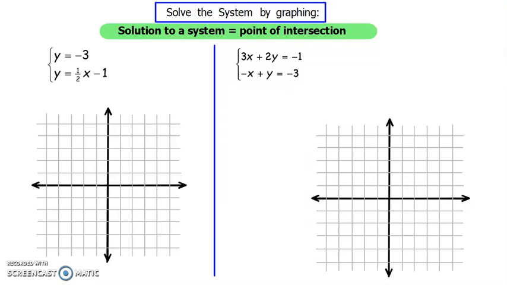Alright, this video is to provide you with an overview of what solving a system of equations is. The first and foremost way we learn to solve a system is by graphing. This video assumes that we've learned slope-intercept form and we know how to graph the equations of lines. So over here at the left we have two different equations, y equals -3 and y equals 1/2 x minus 1.